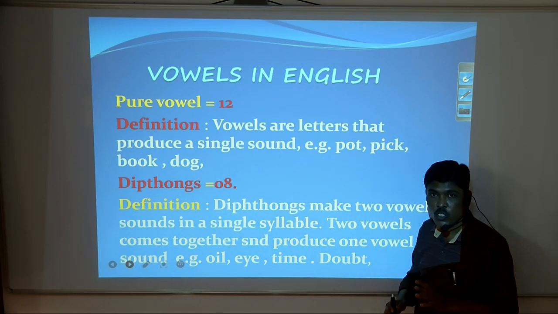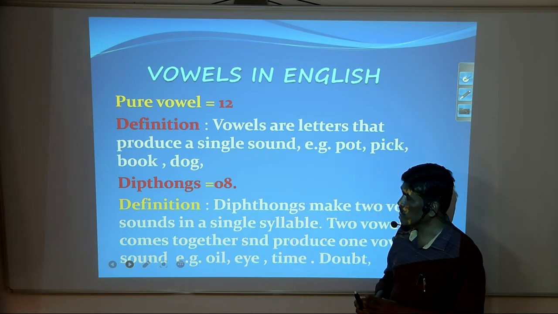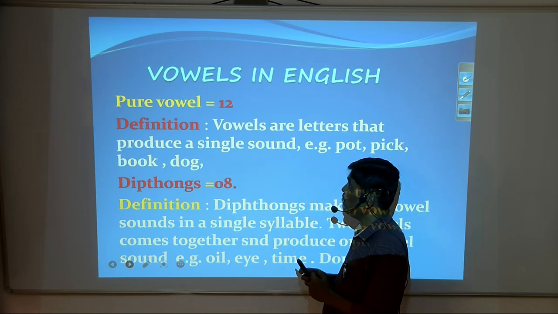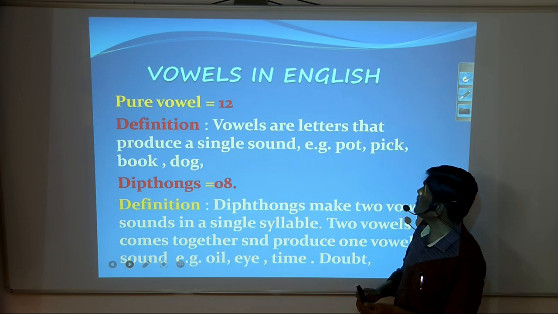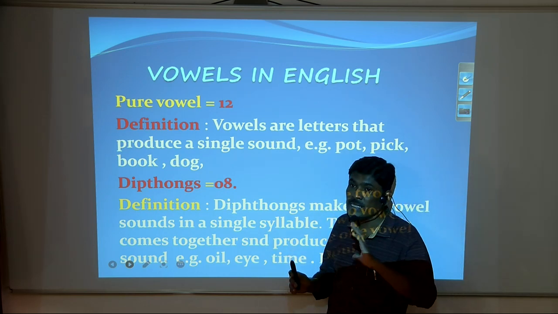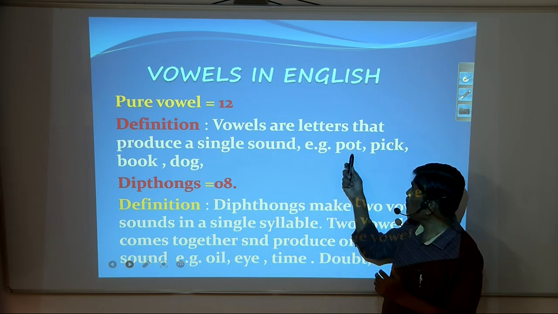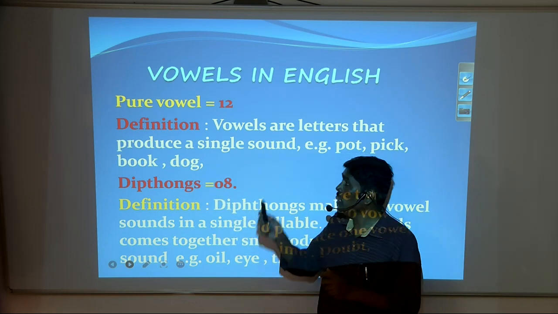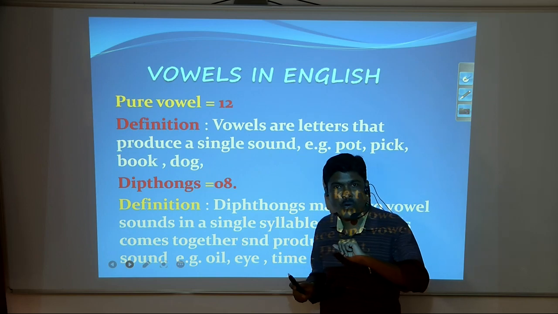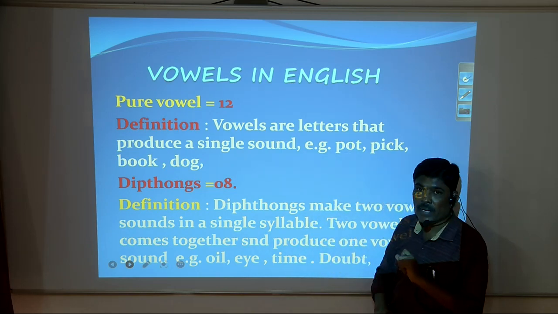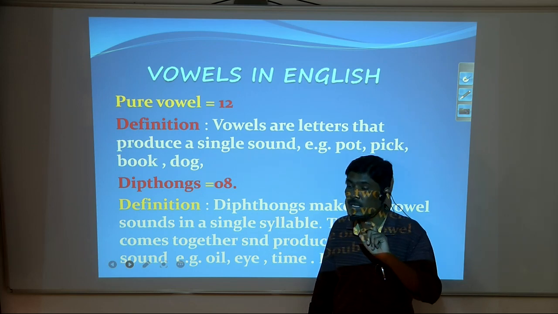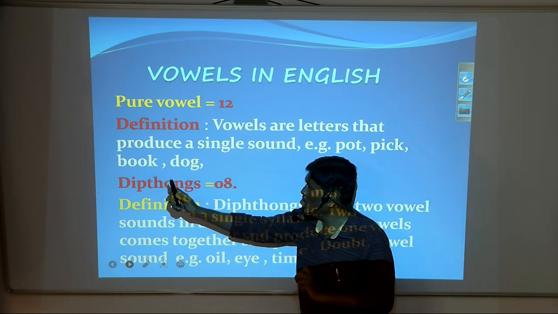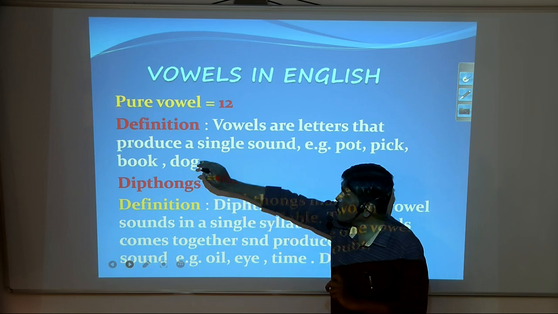Now, in English, there are 12 pure vowels and 8 diphthongs. What is meant by a pure vowel? Pure vowels are sounds that produce a single sound. For example, pot, pick, book, and dog. In the word pot, there is only one vowel sound. Then pick, in this word there is a short vowel. Book, a vowel is there. Dog, a vowel is there. These are the pure vowels.